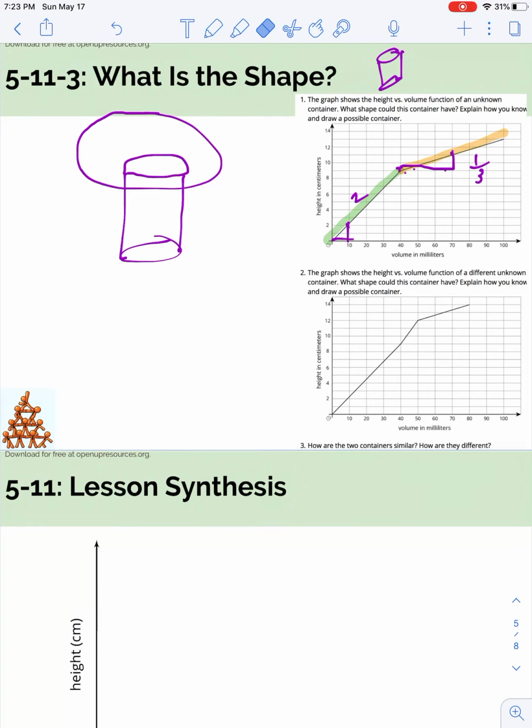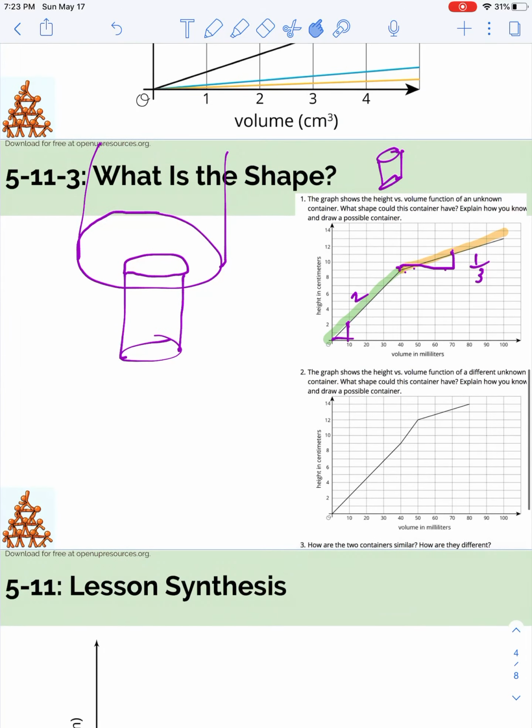So then you're going to have this, and this is a terrible drawing. Please do not draw as badly as I am drawing. But your other container is way wider because the slope is shallower. So it just means that the radius is bigger. I hope that kind of makes sense.